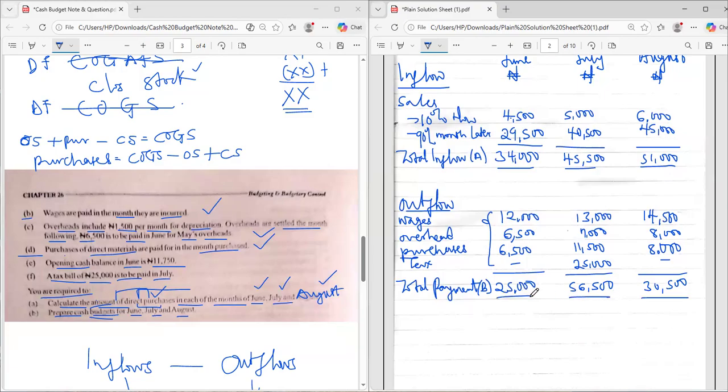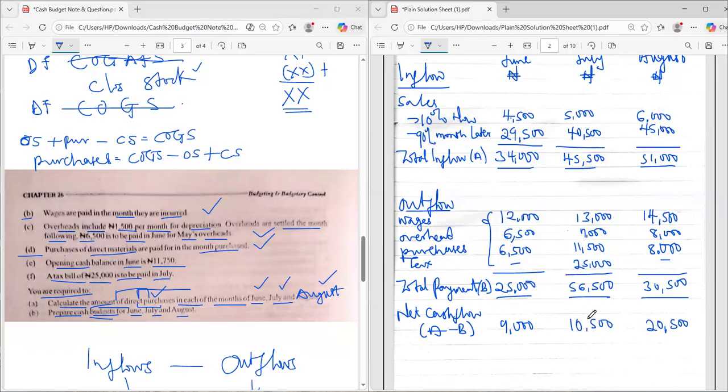Okay, so let's get our net cash flow. It's like NPV. Net cash flow is A minus B. 34,000 minus 25,000. Oh yeah, figure for me. 9K. Do the next one for me. August 2,500. Do July. Is it correct? 10,500.